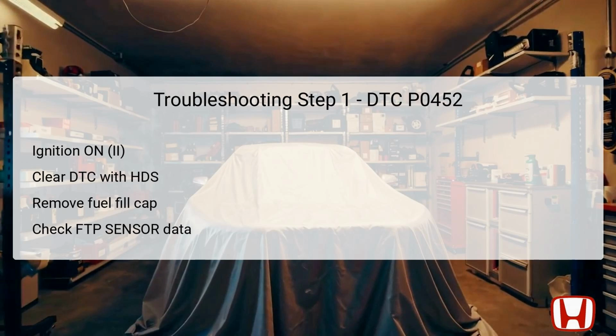After this, turn the ignition switch back to on/II to access live data. Monitor the FTP sensor reading in the data list with the HDS. It should show approximately -7.3 kilopascal, -2.16 inches, or -55 millimeters Hg, or 0.3 volts or less. If the reading matches these values, proceed to step 3. Otherwise, go to step 2.